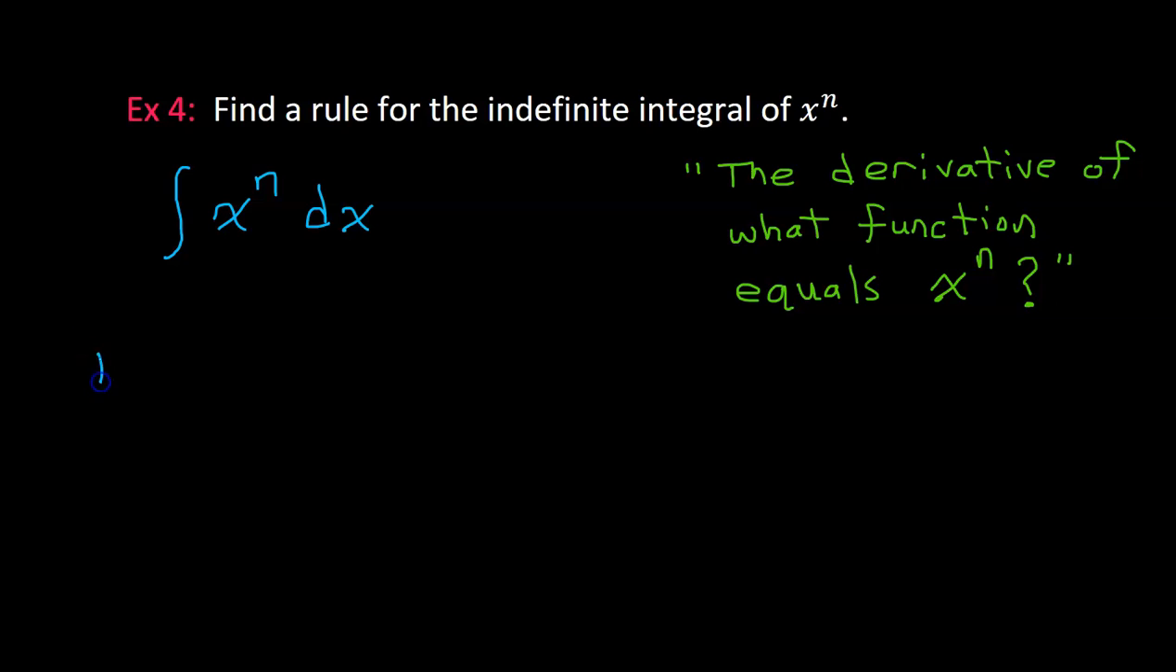So when we make our initial guess, it might be a good idea to start with a function that has an extra 1 for an exponent. That way, when we do the power rule and decrease this by 1, we will be left with x to the n power. So maybe this would be a good guess. I'll go ahead and put my constant of integration. So let's check and see how we did.